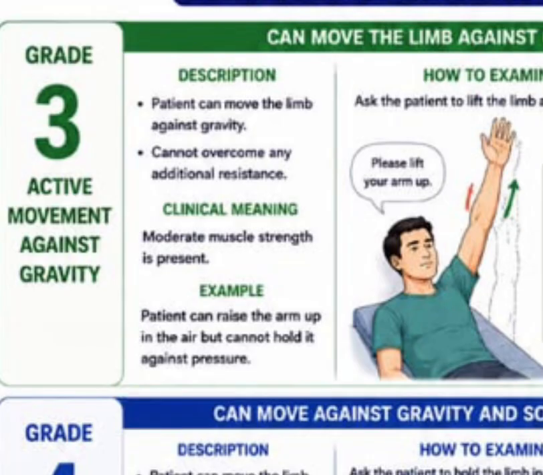In grade 0, what happens? There is no contraction. The muscle is completely denervated, so there's no movement and no neuromuscular transmission. In the first grade, what happens?